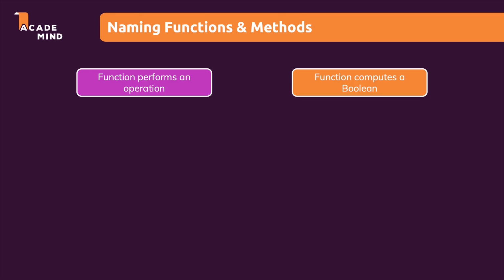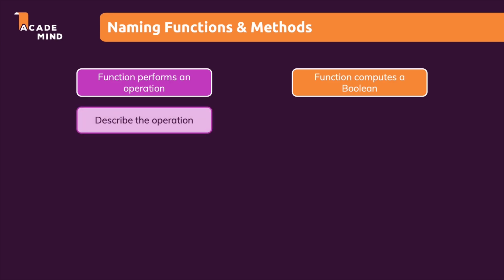Now, for the first case, that we have any kind of operation, the function or method name should really just describe that operation. So for example, getUser makes it really clear that we're getting some user, maybe from a database. Response.send makes it really clear that we're probably sending the response on which we execute this method.